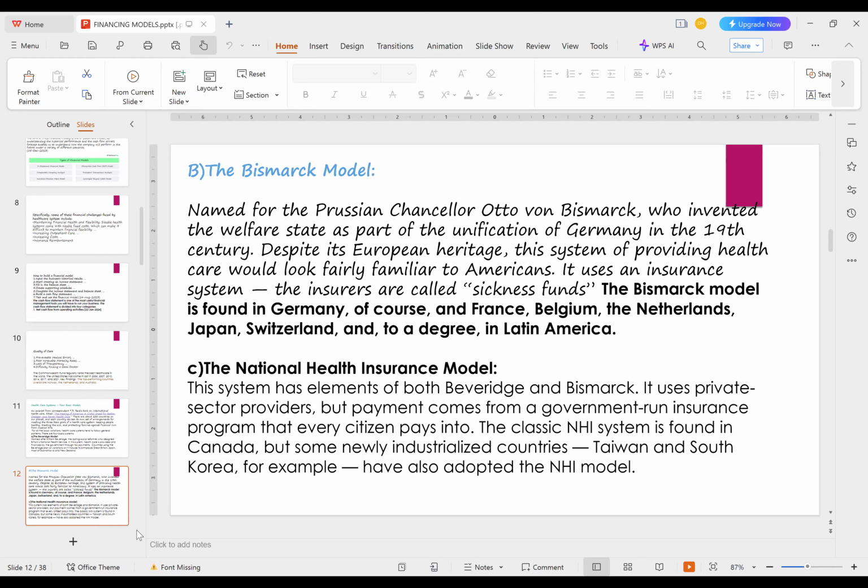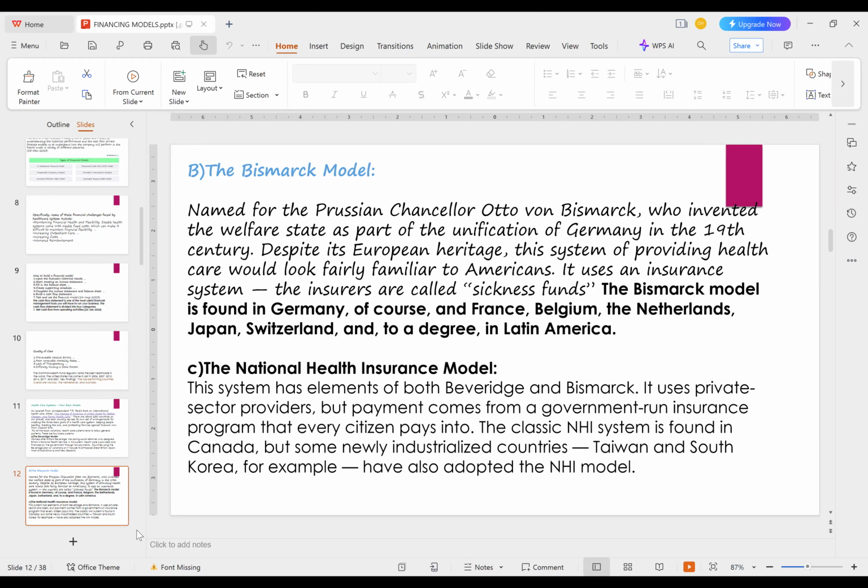Despite its European heritage, this system of providing healthcare would look fairly familiar to Americans. It uses an insurance system. The insurers are called sickness funds. The Bismarck model is found in Germany, of course, and France, Belgium, the Netherlands, Japan, Switzerland, and to a degree in Latin America. Now, the third model is the National Health Insurance model.